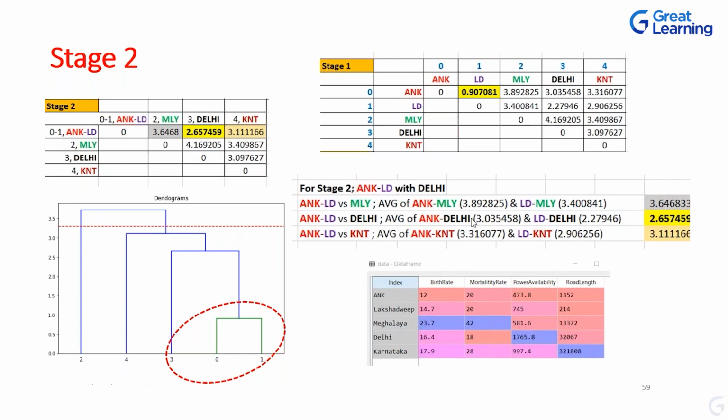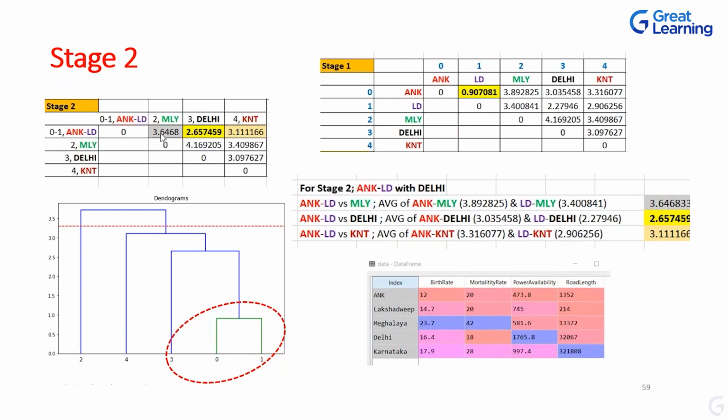3.40. And the average of these two is 3.64. Similarly, this cluster versus Delhi, this calculation is interesting, but pretty straightforward. So Andaman Nicobar versus Delhi and Lakshadweep versus Delhi and their average. Andaman Nicobar versus Karnataka and Lakshadweep versus Karnataka and their average. And these three numbers are mentioned here in the matrix.